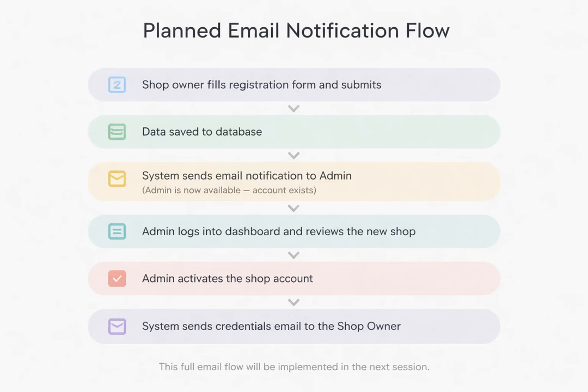Now that the admin account exists, here's the full email notification flow that's being planned. When a shop owner registers, the data is saved to the database, and an email is automatically sent to the admin. The admin then logs into the dashboard, reviews the new shop registration, and activates the account. Once the admin activates it, the system sends another email, this time to the shop owner, containing their login credentials. So there are 2 emails in this flow, one to the admin when a shop registers and one to the shop owner when their account gets activated. The instructor notes this will be fully implemented in the next session.